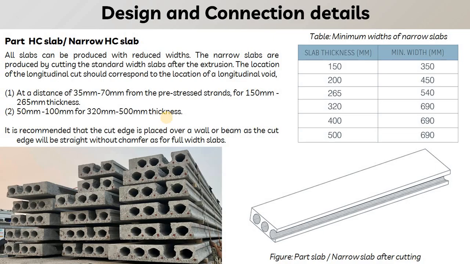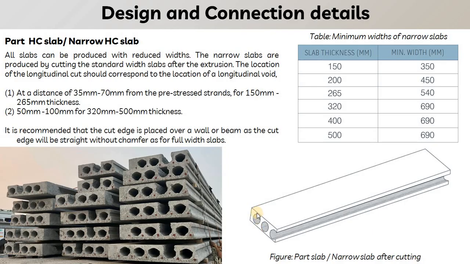In case of the narrow slab, or let us say part slab, part slabs are made by cutting the slab longitudinally. So let us say we have a room of 4 meter and we have to cover the room using the hollow core slab. From the start we will use 1.2 meter width of hollow core slab. So 1.2 plus 1.2 plus 1.2. At the end we will require some part of the slab where we cannot use 1.2 meter of the hollow core slab. So for that we need to cut the hollow core slab to the required part.